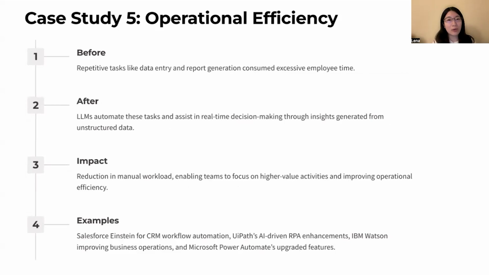And some other examples include operational efficiency, like it can help us automate some repeated tasks. It can also help us with decision making. So the manual workload can be reduced, and also we can focus more on the high-value activities. Some companies might be using the Salesforce instance for CRM, workflow automation, and maybe Microsoft Power Automate's upgraded features.